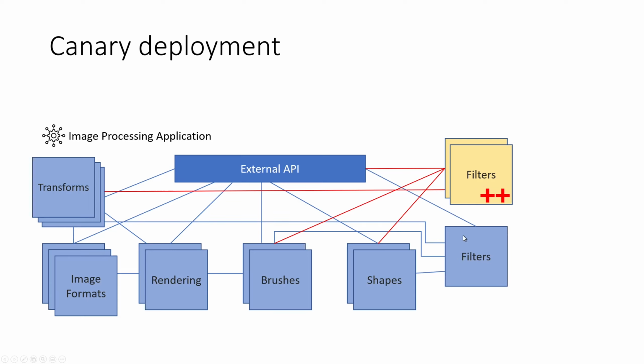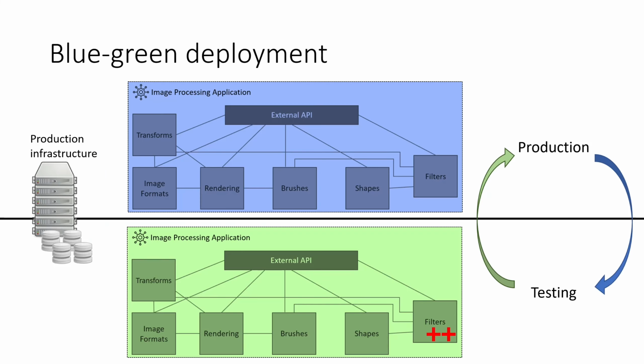So the main part in the canary deployment is when we start the migration. We create a new instance of our microservice with the updates, and then we monitor it very closely for errors. If errors occur, then we roll back. And if errors don't occur, then we continue the migration. Blue-green deployment is a third approach that we can use.